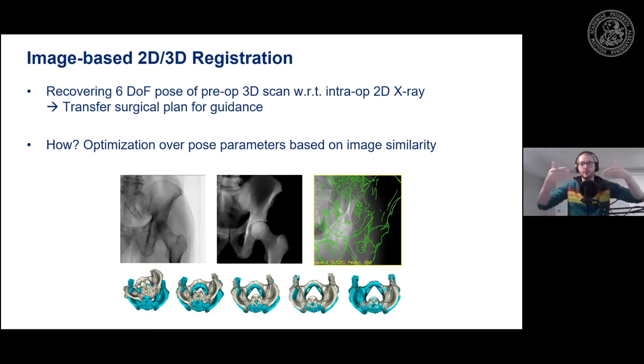And then we compare these two images, the one that we have actually acquired with the one that we have digitally rendered from the 3D scan. Compare the image similarity, and based on image similarity, update our pose parameters. And you can see on the slide at the bottom how such a process iteratively updates the pose parameters to essentially align the two spaces, right? So this is a visualization where we know both the 3D spaces in both domains.